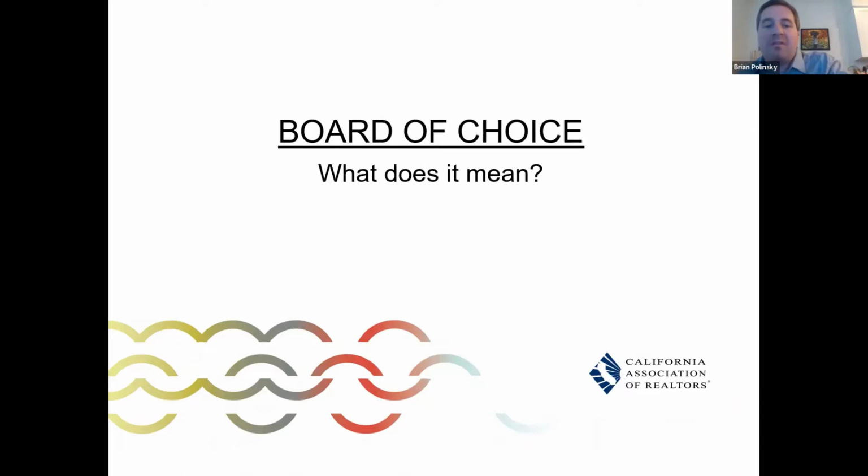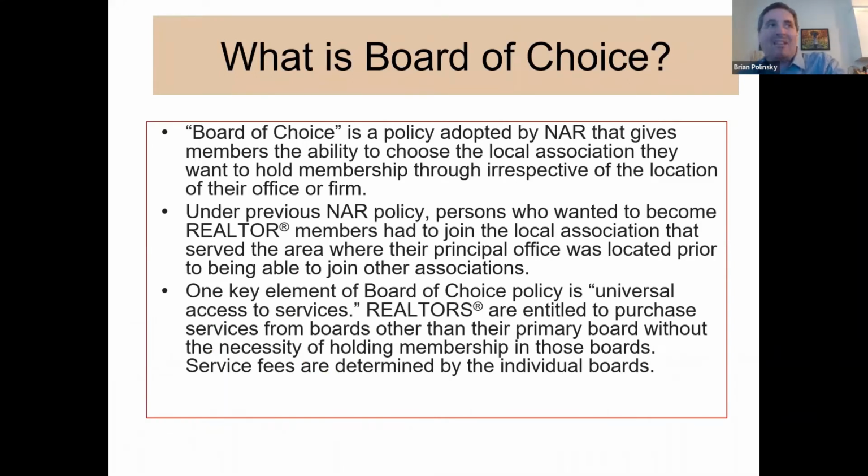So we're going to begin with basically the main idea behind association membership policy, and that is board of choice. Now, when we talk about board of choice, what does that actually mean? So that's what I'm going to address first. Board of choice is a policy that was adopted by NAR, and it gives members the ability to choose the local association they want to hold membership through, irrespective of the location of their office or firm. So there is no requirement now under NAR policy that you actually have to have an office within the geographical borders of the jurisdiction or territory of the association that you choose to join. So that is not something that you look at at all when you're deciding whether or not to grant membership.